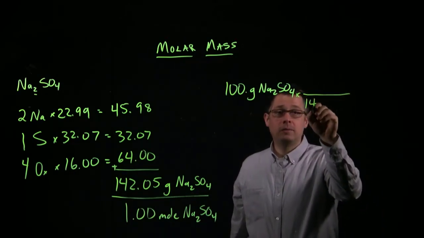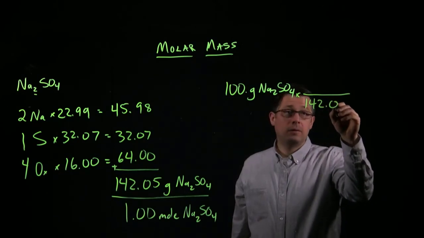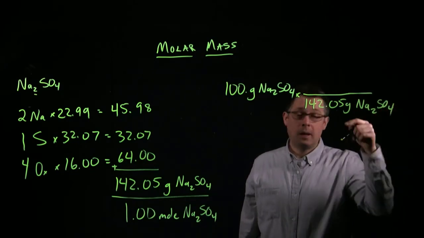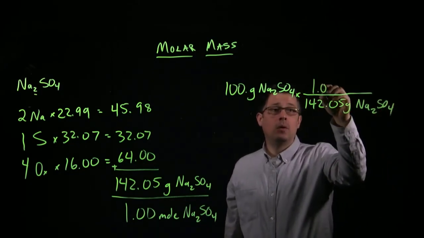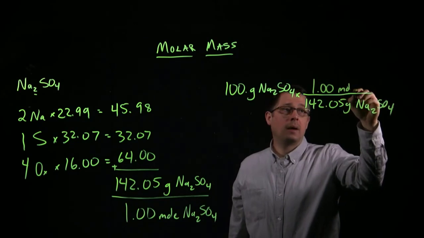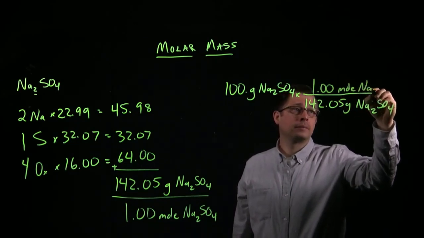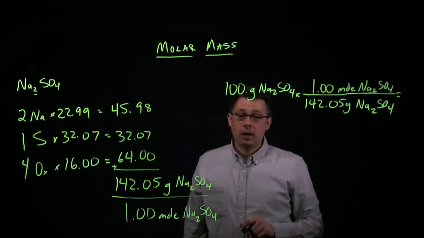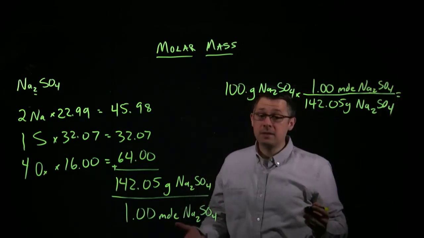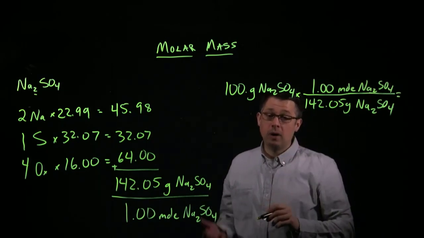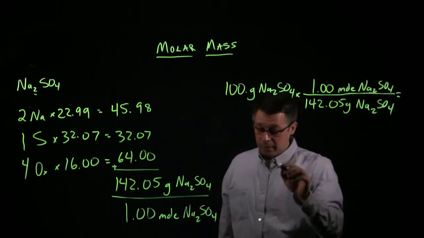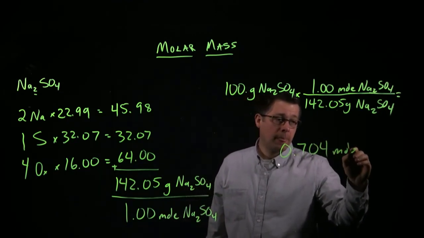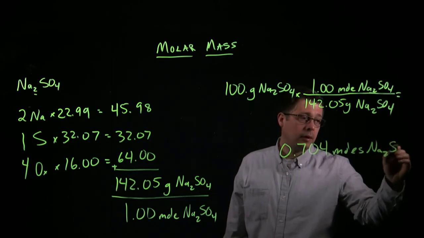So we put 142.05 grams of our sodium sulfate on bottom and 1 mole on top. Now, if we put that number into our calculator, we know that it's going to be less than a mole because I need 142 grams to have an actual mole. So I'll write the answer down here. It's 0.704 moles of sodium sulfate.